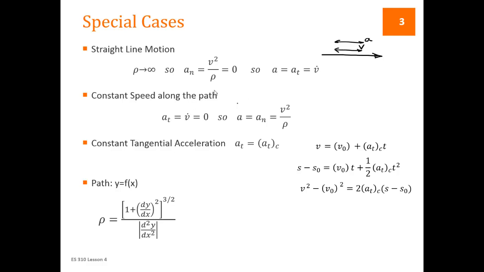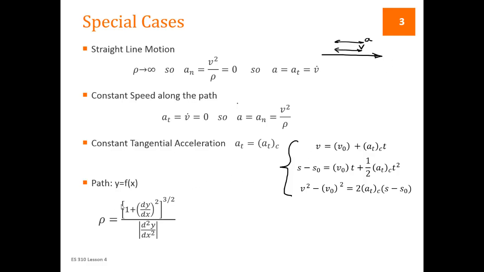If we have a constant speed along a path, then v dot is equal to 0. So all we have is the normal component of the acceleration, or the centripetal acceleration. If we have a constant tangential acceleration, then these three equations, which should look a whole lot like what we use for projectile motion or other constant acceleration problems, will still hold for that tangential direction.